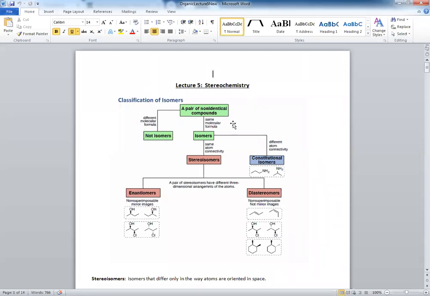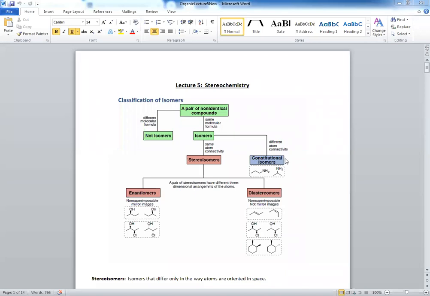We talked about that if you have, in this flow chart right here, a pair of non-identical compounds, if they have different molecular formulas, then they are not isomers, they are different molecules. But if they have the same molecular formula, then they become isomers. But the question is, well, what kind of isomers are they?